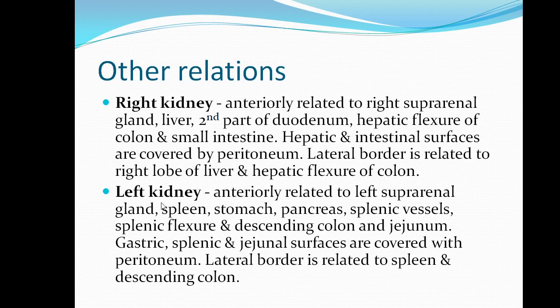The left kidney is anteriorly related to the left suprarenal gland, the spleen, the stomach, pancreas, the splenic vessels, the splenic flexure of colon, the descending colon, and jejunum. The gastric, splenic, and jejunal surfaces are covered with the peritoneum. The lateral border is related to the spleen and descending colon.